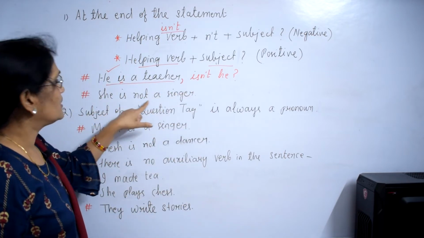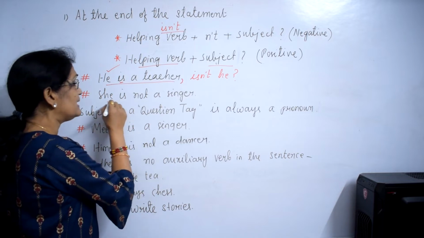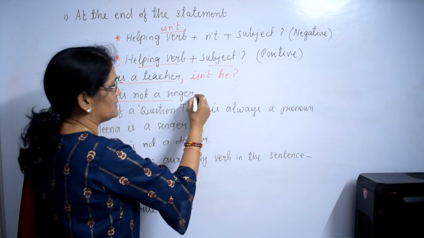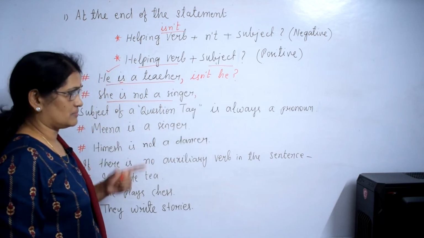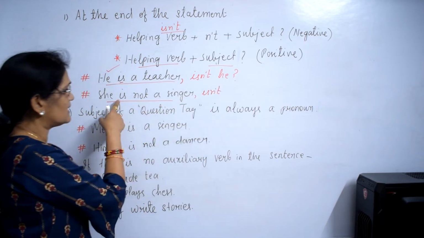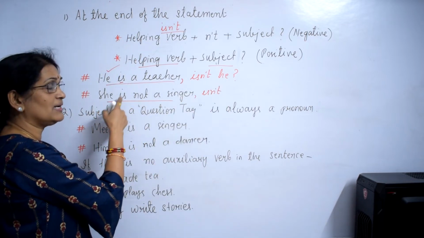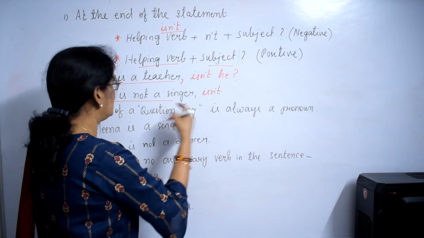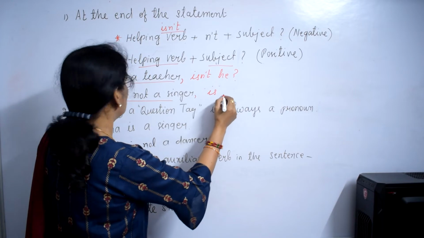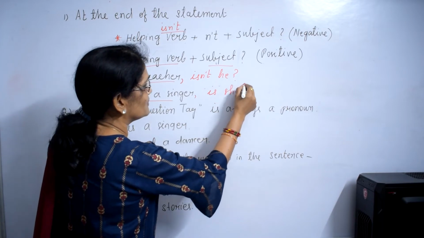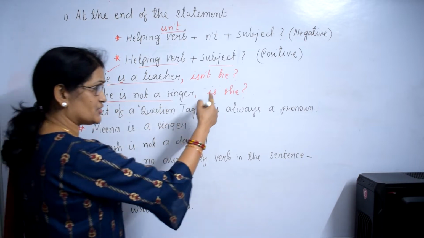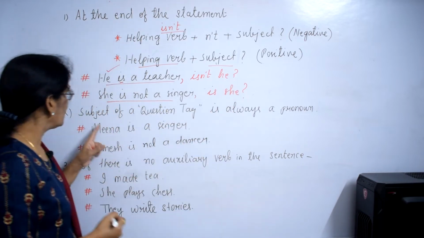Next, she is not a singer. So it is negative statement. With negative statement, we add positive tag. Change the full stop into comma, then isn't. Because is there. What auxiliary verb is there? That should be written. Isn't, not is there, so it will be what? Is, positive tag. Is she? Question mark. Okay, she is not a singer. So is she? That is question tag.